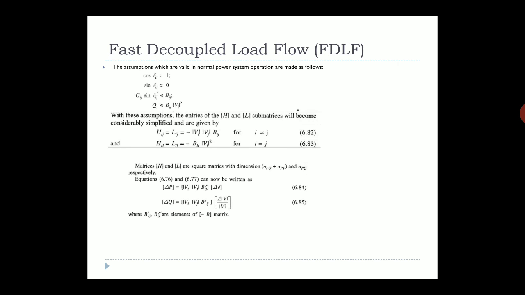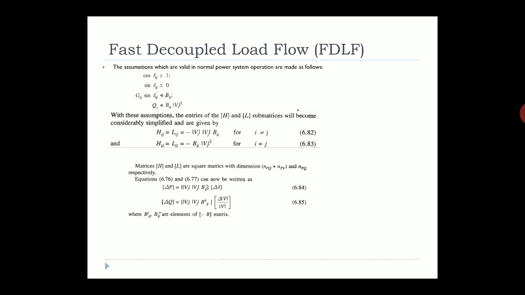G is the real part of Y and B is the imaginary part of Y. Okay, G is the conductance and B is called the susceptance. And Qi is very much less than Bii Vi square. So when we take these assumptions, we see that both Hij and Lij now become equal to Vi and Vj into Bij, and Hii and Lii, the diagonal elements, are nothing but minus Bii Vi square.